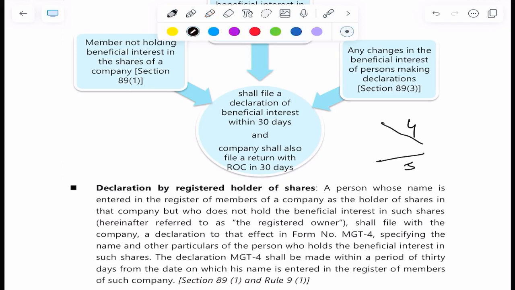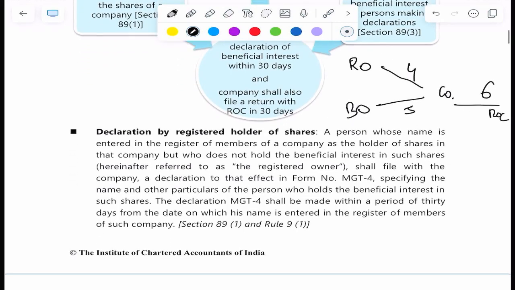The declaration MGT4 shall be made within a period of 30 days from the date on which his name is entered in the register of members of such company. Section 89(1) and Rule 9(1). ये समझा ना मैंने क्या बना है? हाँ.